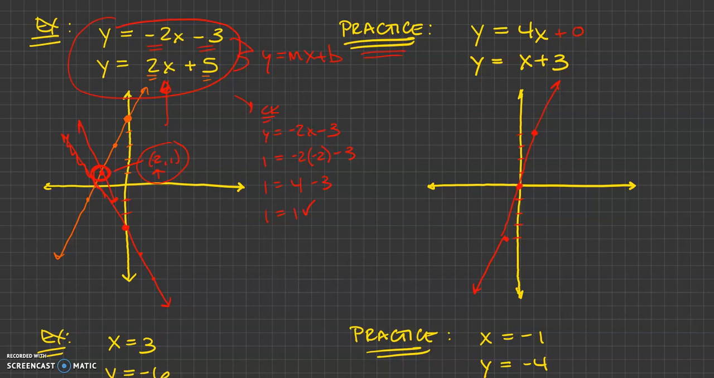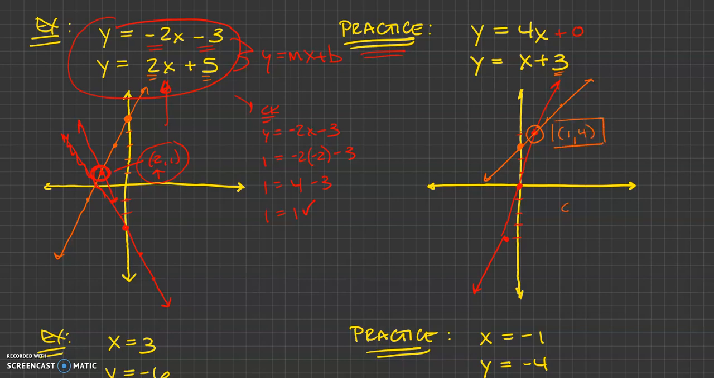So 1, 2, 3, positive 3, right there. That's my y-intercept. And my slope is 1 over 1. So I'm going to go up 1. Look at that. That's where they cross, right there. Boom. So this point right there. And that is going to be 1 in the x and 1, 2, 3, 4 in the y.